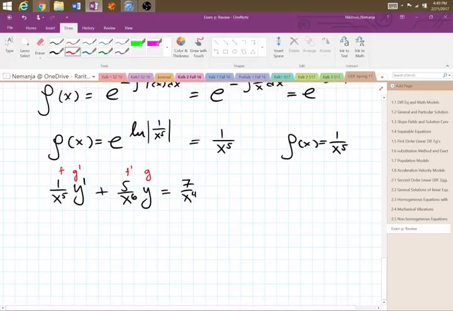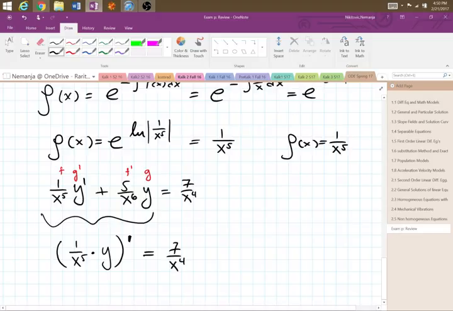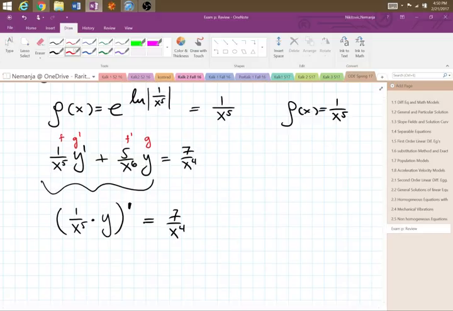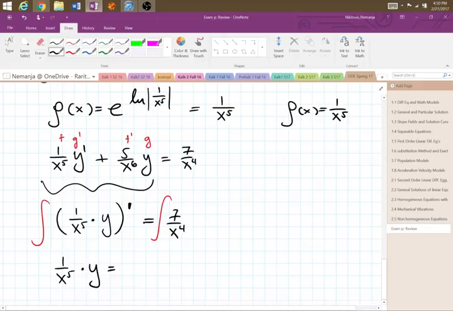So now we condense this into the derivative of 1 over x to the 5 times y, is equal to 7 over x to the 4th. We integrate both sides to get rid of the derivative on the left hand side, and we get 1 over x to the 5 times y is equal to, right, this is dx over here.